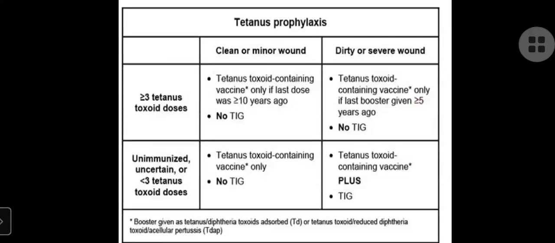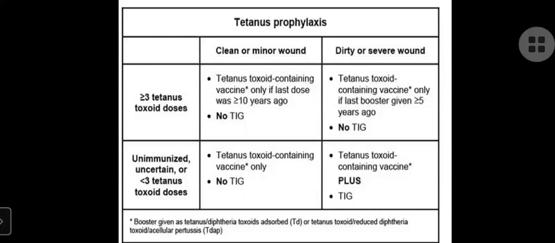So this is a table for tetanus prophylaxis. This table has been divided into clean or minor wounds, and dirty or severe wounds. Looking at the EPI, the Expanded Programme on Immunization in Ghana, you take three dosages of the tetanus toxoid injection, and you also take the booster along the line. So we'll be using 3 as our cut point here.